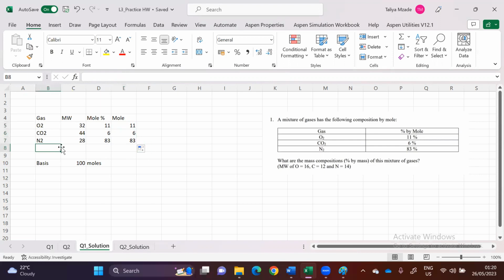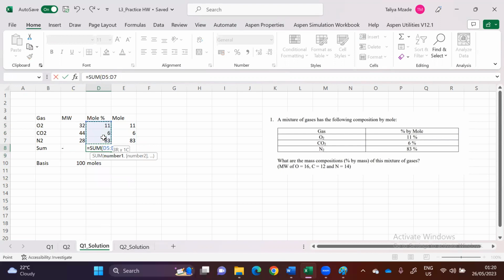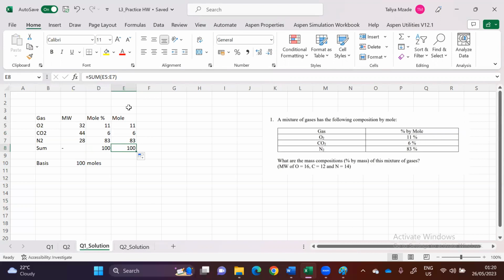And that's also correct. So I have also added here the sum, because summation will be very important in my case. The moles sum again. It's 100 and it should be also 100. So this is correct. My basis is correct. My calculations are correct. Now, it states: what are the mass compositions, percentage by mass?